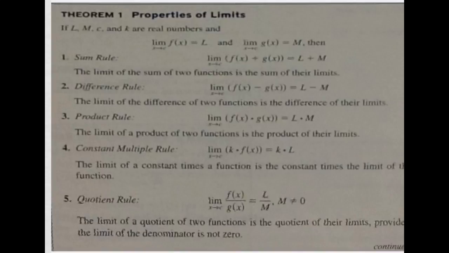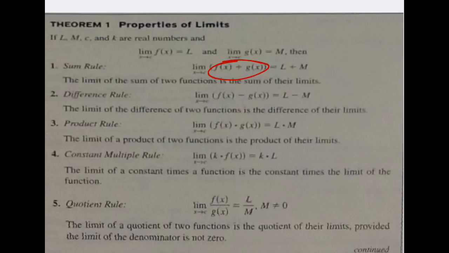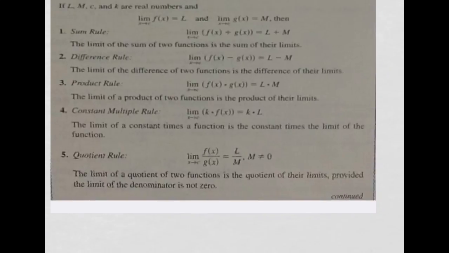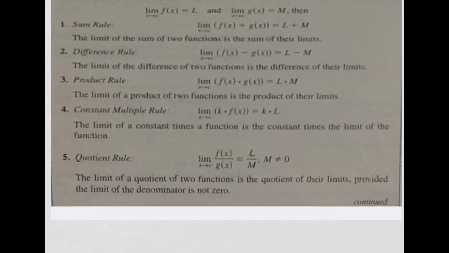So let's talk about these things. If you're taking the limit of two things, you can take the limit of those things separately and then add them together. That's what this means, because they're saying that the limit of f is L and the limit of g is M. So if you have stuff being added, you can just take the limits separately. Same with subtraction, same with the products. If you have a constant out in front, you can take the constant out and then evaluate the limit. That's what it's saying.